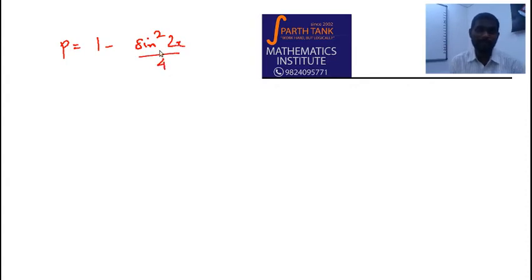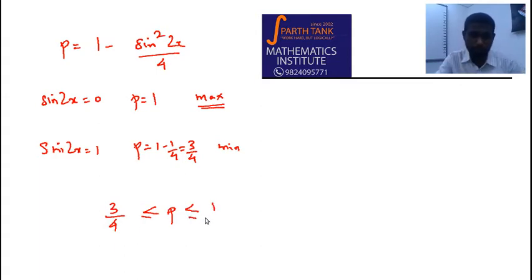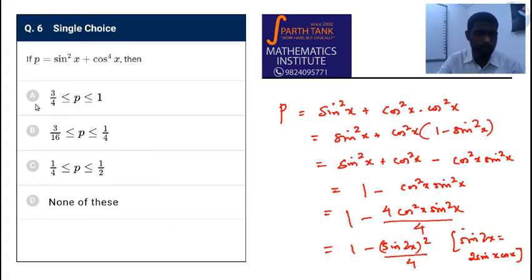Now they are asking us the maximum and the minimum values. This is always a positive term because it's squared, and sine's maximum value is 1, minimum value is 0, sine squared basically. Okay? So when sine 2x is 0, P is equal to 1, which will be the maximum value. When sine 2x is 1, P will be 1 minus 1 by 4 or 3 by 4, and this is the minimum value. So P will always be between 3 by 4 and 1. This is the easiest way to do this problem. P is between 3 by 4 and 1 is option A.